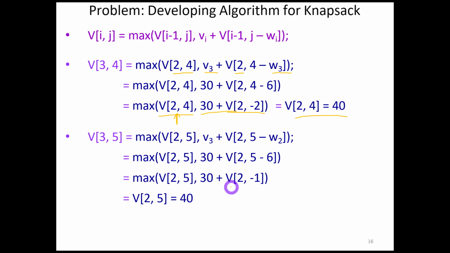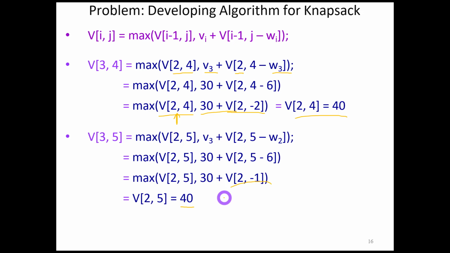And the same is the case for the following one. V of 2, minus 1. Minus 1, again, is an invalid case, and we will not be considering this. We will only consider the left side, which is 2, 5, and the value is again 40. So the keep value for this will also be 0, right?